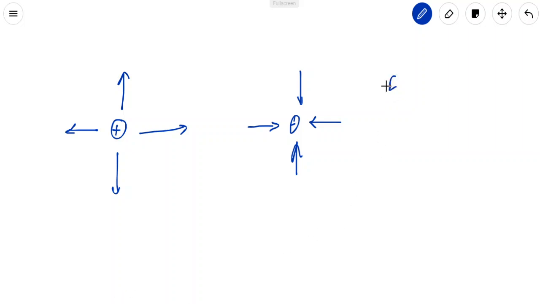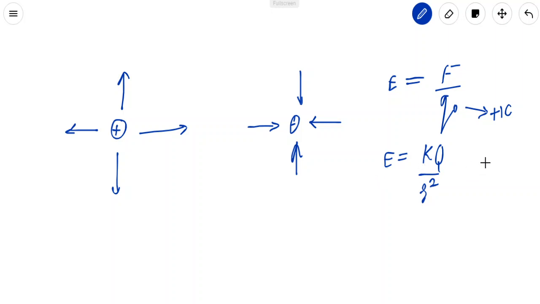Furthermore, we have understood that the electric field is force per unit charge. This unit charge, say q naught, is called test charge, and this test charge must be 1 coulomb every time. It is positive 1 coulomb charge, and the force on this unit charge is called electric field. Furthermore, we have tried to derive the equation, which for any charge q is kq by r square, the electric field.